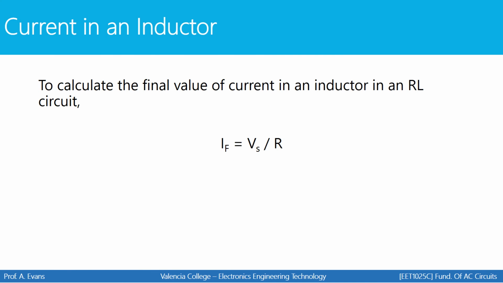So the only thing that we need to add to what we already understand about charging and discharging curves is that we have to know the final value of current in an inductor. With the discharging and charging curves for a capacitor, we knew the final voltage or the initial voltage, depending on whether you were charging or discharging, was always equal to the source. Well, in this case, we need to know the final value of the current, so we're going to use Ohm's law to do that. The final value of the current is your source divided by your resistance.